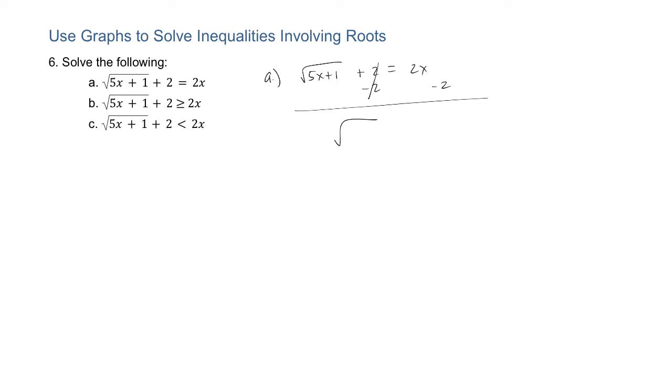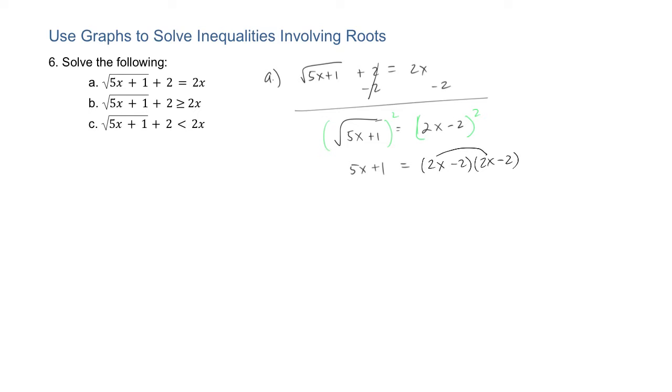So I now have isolated my radical. I've got square root of 5x plus 1 is equal to 2x minus 2. Now I'm going to go ahead and square both sides. And we just need to be really careful on the right hand side that we actually FOIL that out. Okay, so squaring undoes the square root, so I'm just left with 5x plus 1 on the left side, but now I need to actually multiply 2x minus 2 times itself.